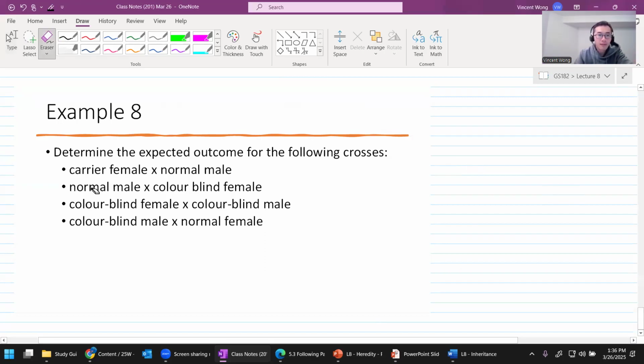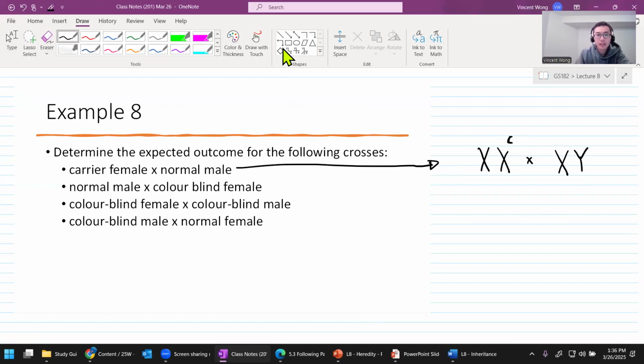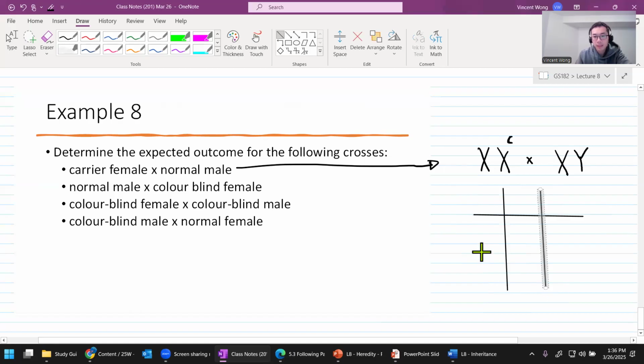Here we have a carrier female and a normal male. Let's do this one first. Carrier female is XCX, or XXC. It doesn't matter where you put the C. And then normal male is XY. So we're going to go ahead and set up our Punnett square.